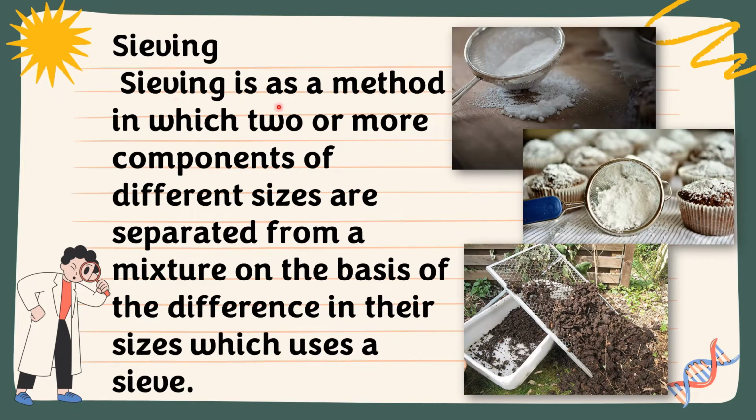Sieving. Sieving is a method in which two or more components of different sizes are separated from a mixture on the basis of the difference in their sizes, which uses a sieve.